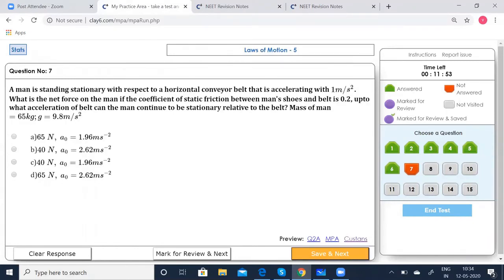A man is standing stationary with respect to a horizontal conveyor belt that is accelerating with 1 meter per second squared. What is the net force on the man if the coefficient of static friction between the man's shoes and belt is 0.2? Up to what acceleration of the belt can the man continue to be stationary relative to the belt? Mass of the man is given as 65 kg and g is equal to 9.8 meters per second squared, right? Let us go to this.